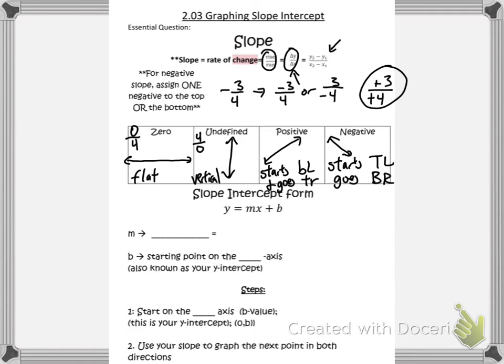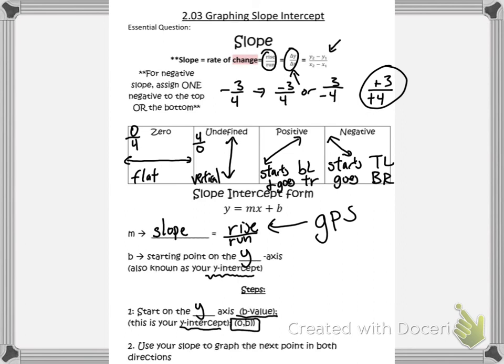So for slope-intercept, we have y equals mx plus b, where m is going to be defined as our slope. And this we can use to do rise over run. And I want you guys to think of this like a GPS. It tells you where to go and in what direction. B is the starting point on the y-axis. This is also known as your y-intercept. So when you guys are graphing this, you need to start on your y-axis, which is your b value. And this is going to be your y-intercept again.